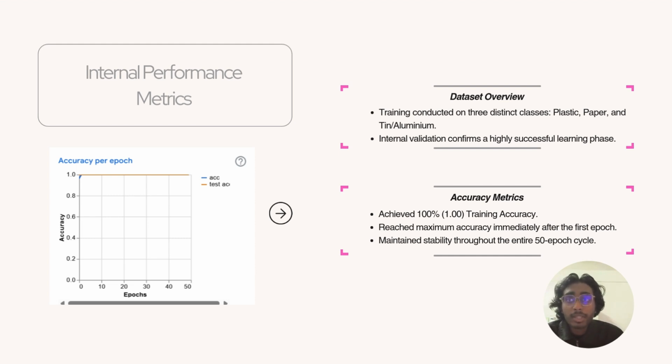The first part is dataset overview. Training was conducted on three distinct classes: plastic, paper, and tin or aluminium. Internal validation confirms a highly successful learning phase. Accuracy metrics: achieved 100% training accuracy, reaching maximum accuracy immediately after the first epoch, and maintained stability throughout the 50 epoch cycle.